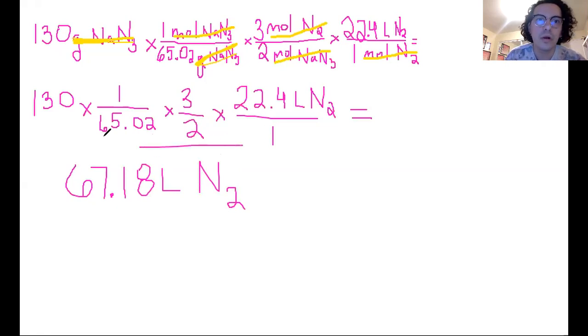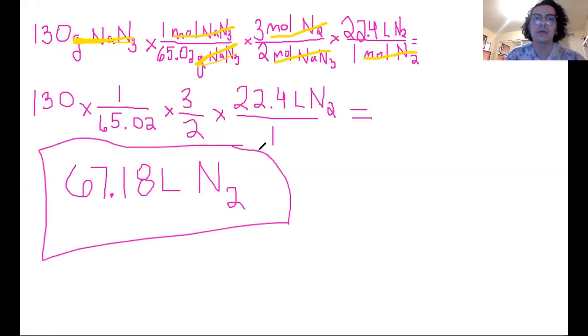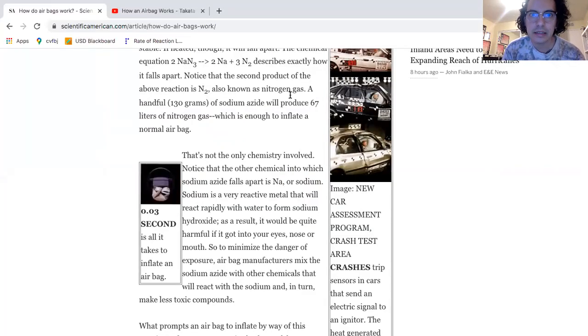So our question was, how much nitrogen gas will be produced from 130 grams of sodium azide? Through these calculations, we determined that it's 67.18 liters of N2. And what did our article say? Our article said that a handful, 130 grams of sodium azide, will produce 67 liters of nitrogen gas. Ta-da! So that's how you do it.